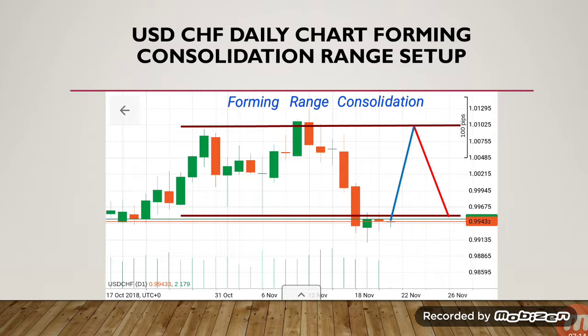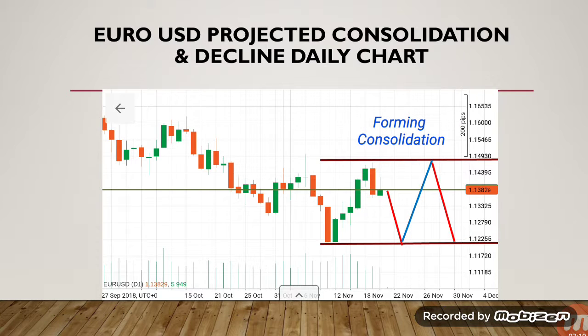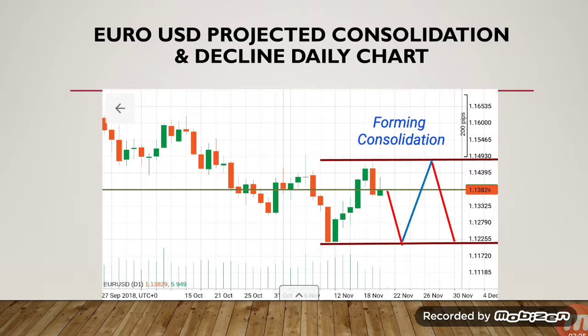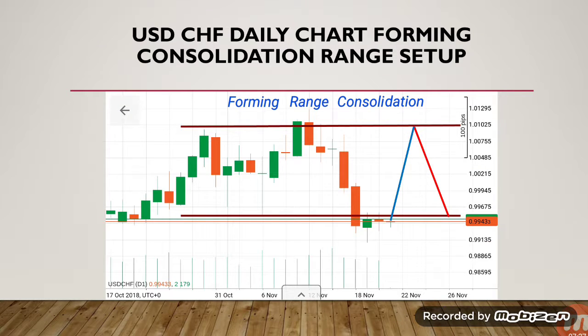Similar situation on the US Swiss franc, but in the opposite direction. Of course, you know that the Euro US dollar and the US Swiss franc are inversely correlated to each other. So a bullish signal on the Euro US dollar is complemented in most cases by the opposing signal on the US Swiss franc. Here we see a similar setup where the market looks as if it's forming a range consolidation setup on the daily chart.